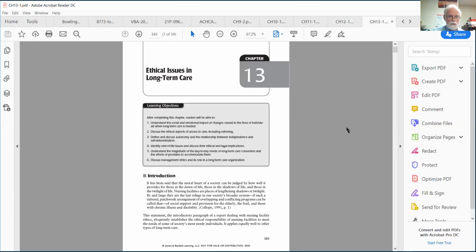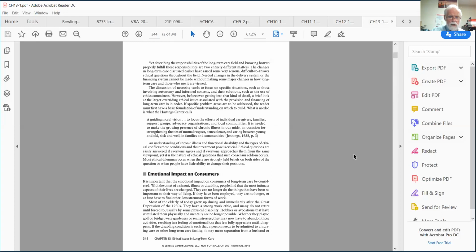Chapter 13, ethical issues, again, something to really be aware of. The guiding moral, ethical vision of an organization is really to provide the best quality care for residents and patients, as well as focusing on the effects that all of these facilities and all of these illnesses and so forth have on their families as well. Having been through that with my mother-in-law, we felt very much that we had a mixed bag of that during our hospice experience.